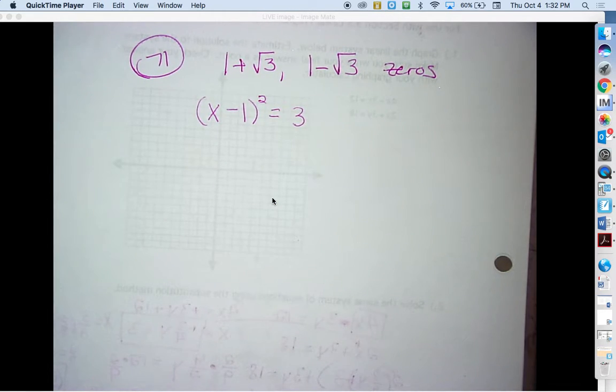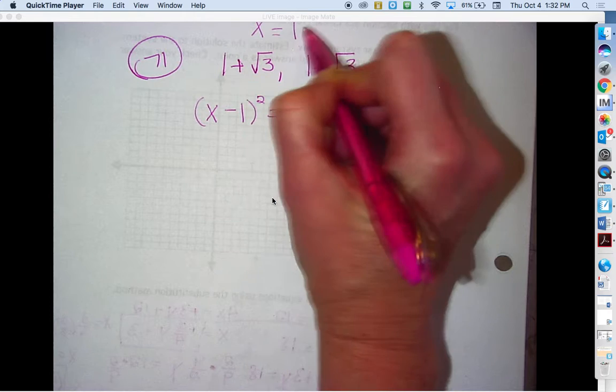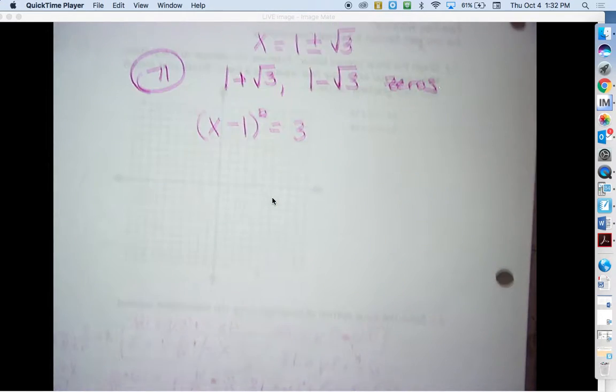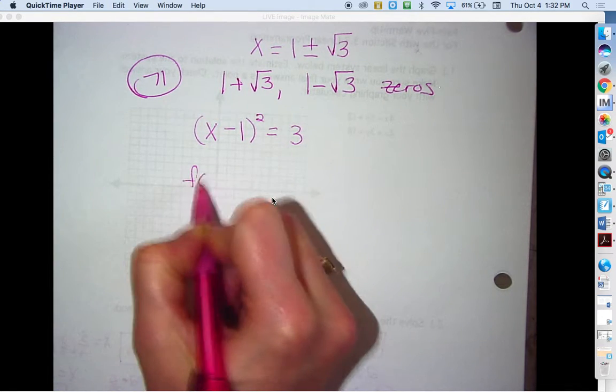Okay, so why? Because since the zeros are 1 plus the square root of 3 and 1 minus the square root of 3, it would be x equals 1 plus or minus the square root of 3. Bring the 1 to the other side and then square it, and then you get x minus 1 squared equals 3. Bring the 3 over to the other side. f of x equals x minus 1 squared minus 3.